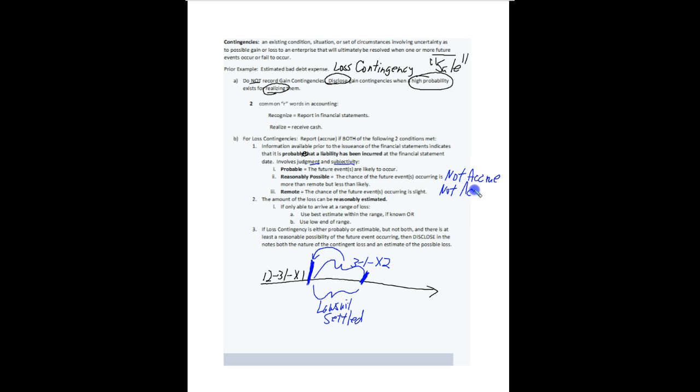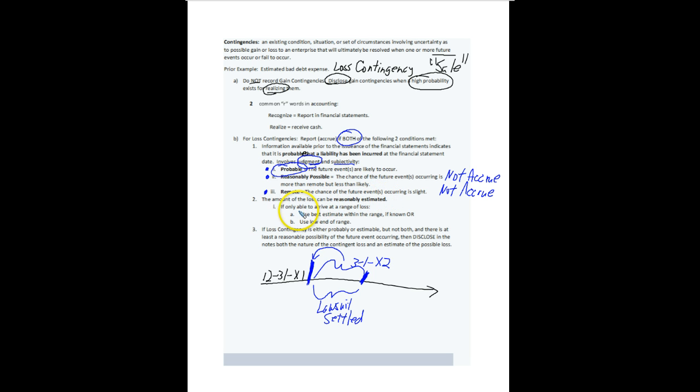So those are the guidelines, but again, it gets down to judgment, whether I view it as probable, reasonably possible, or remote. That's rather judgmental. So if it meets the criteria of probable, then we will accrue it. But it also has to meet the second criterion, because it has to meet both of these. Secondly, we have to be able to estimate it reasonably.